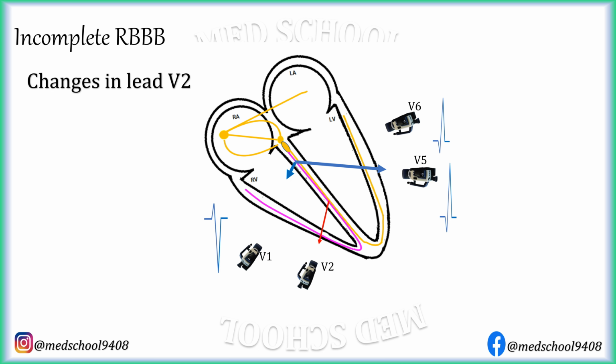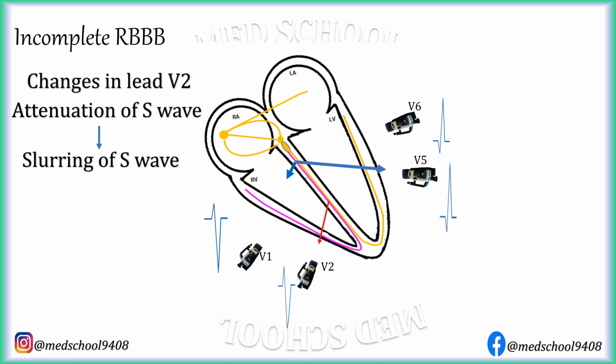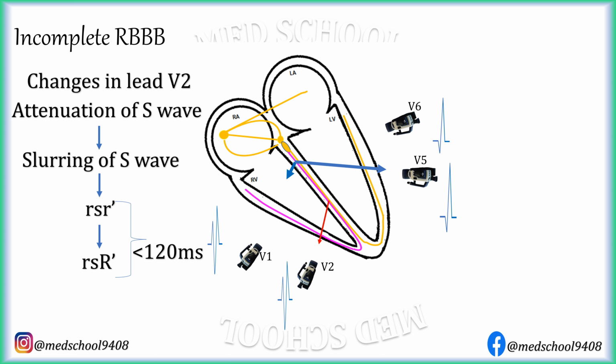Hence, first change of incomplete RBBB is attenuation of amplitude of S wave. As severity of block increases, S wave becomes slurred. With further severity, RS-R' pattern is seen in both lead V1 and V2, and small R' wave may further increase in amplitude. At this point, QRS duration up to 120 milliseconds is the only differentiating feature from complete RBBB. I want you to remember that any one of the above changes can be found in incomplete RBBB.